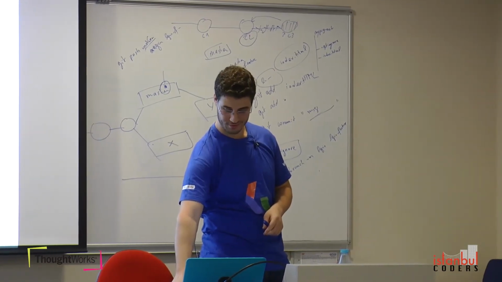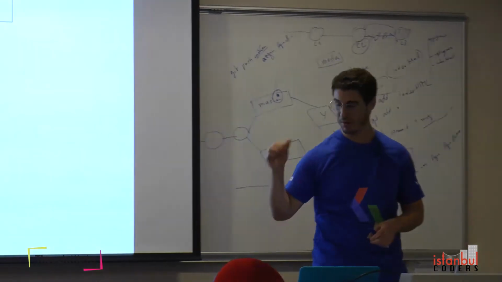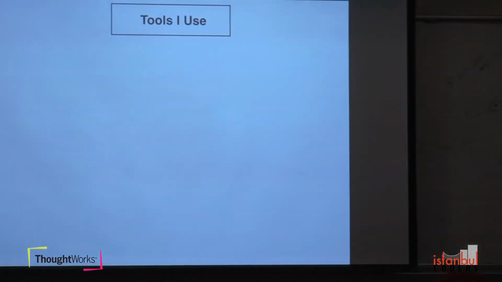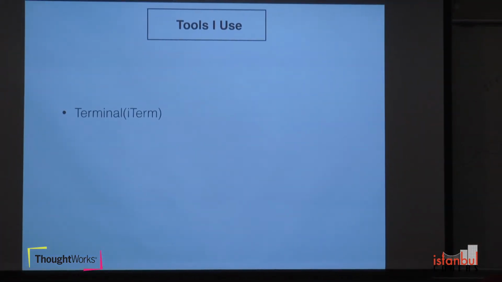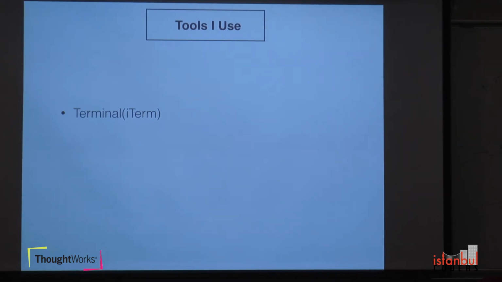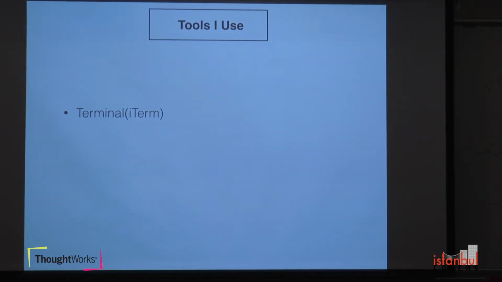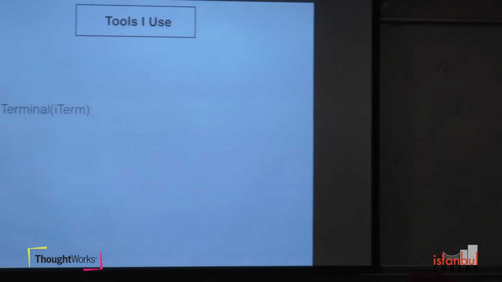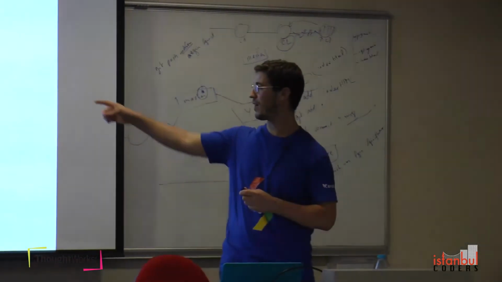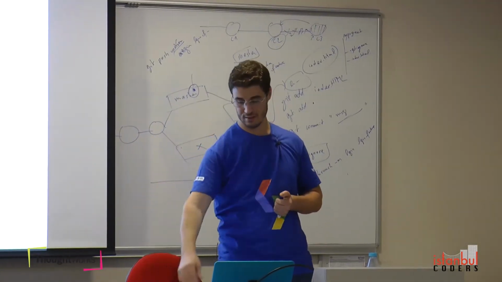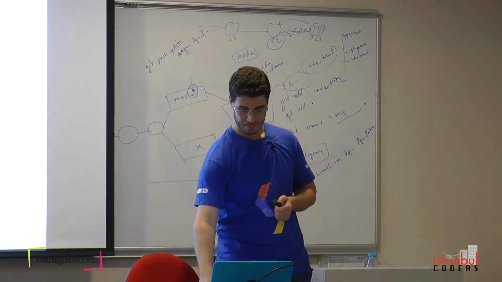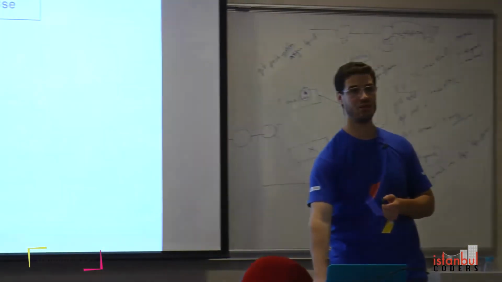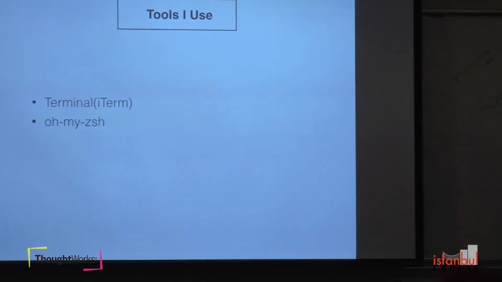Oh, interesting. Okay, now let's talk about the tools I use before going into the code. The tool I use is mostly the terminal, obviously, because if you are a software developer, you should at least know how to use the terminal. Specifically, I use the iTerm emulator. It has a lot of tabs. I also use Oh My Zsh, which is an extension for the terminal.